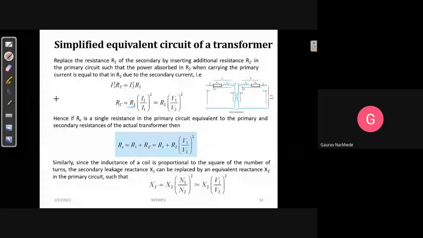देखिए मैं क्या बोल रहा हूँ. So I will just write, this is R1, correct? This is R2, correct? इसमें पावर ड्रॉप कितना हो रहा है? What is the power which is getting dropped here? I1 square into R1. इसमें पावर ड्रॉप कितना हो रहा है? I2 square into R2, correct? Now इन दोनों में इक्वल पावर कब ड्रॉप होगा? When I1 square R1 is equal to I2 square R2.